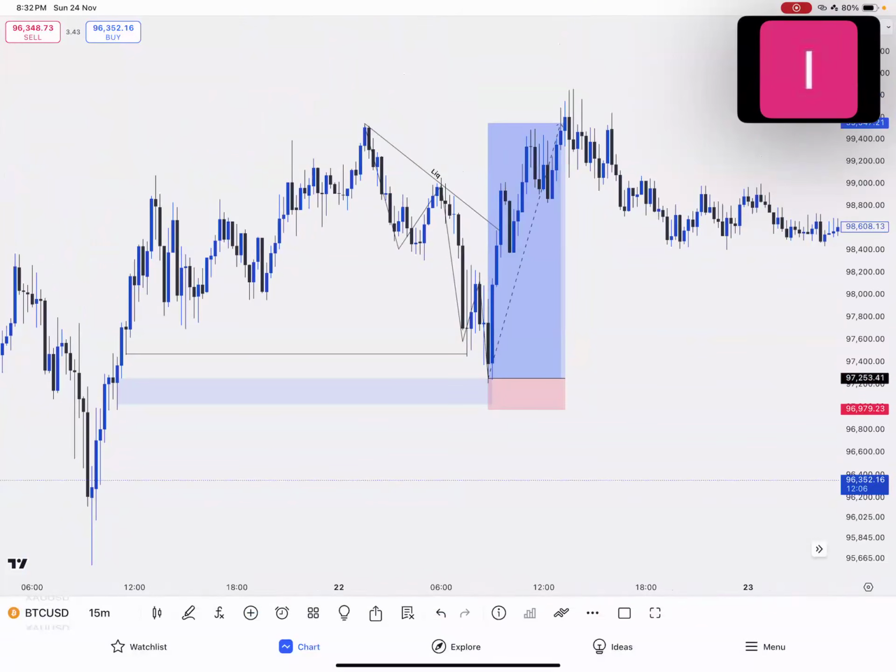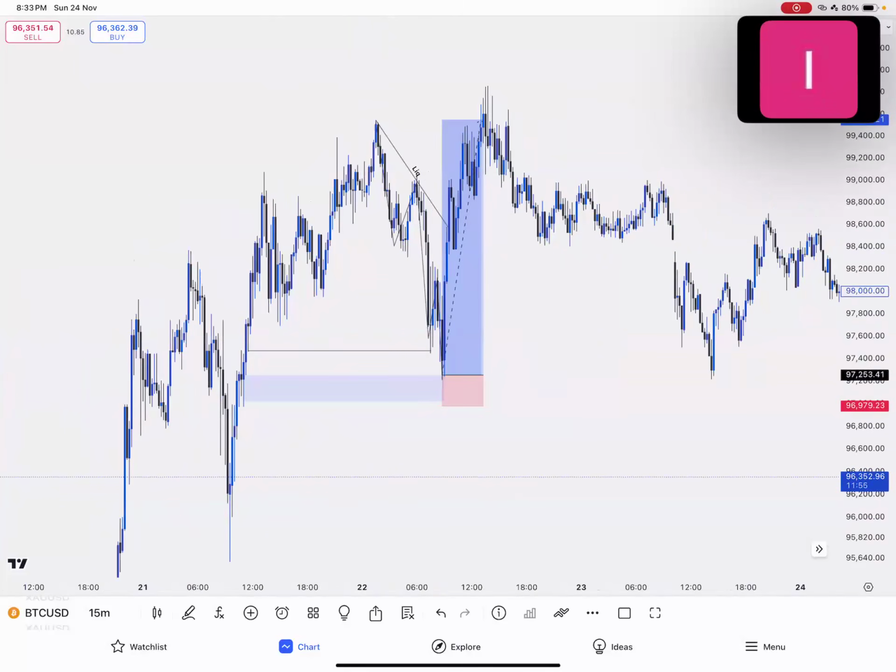So that was why, when I took my entry from this OB, my take profit was targeted towards clearing the trend line liquidity that market engine built up here. That is where my first draw on liquidity was, exactly where my take profit was. And pay attention to what the market did: it came out here, saw that trend line liquidity, and started reversing.